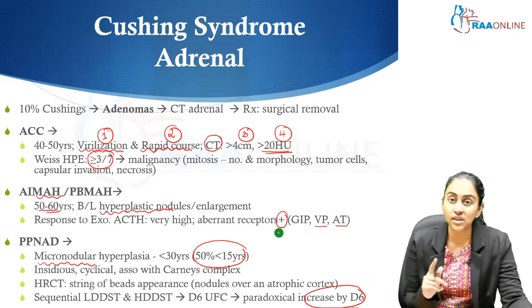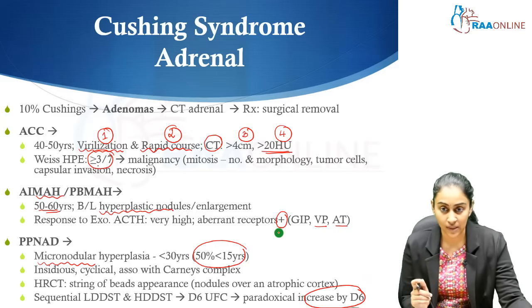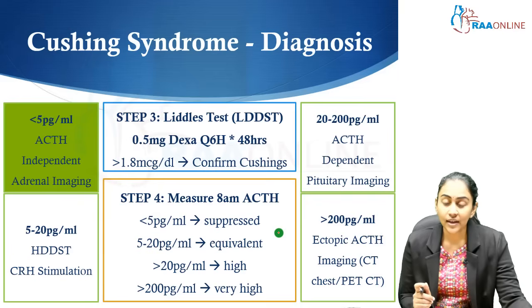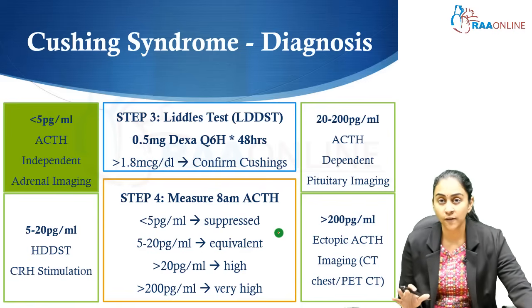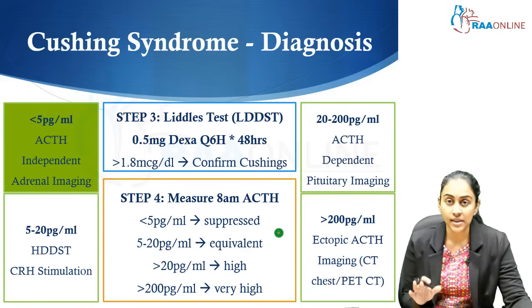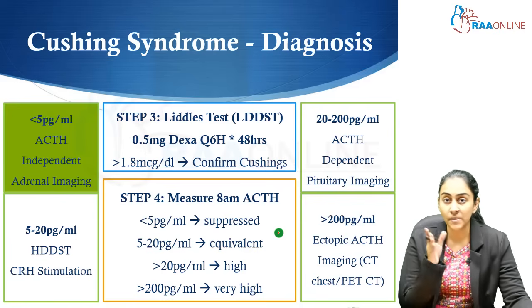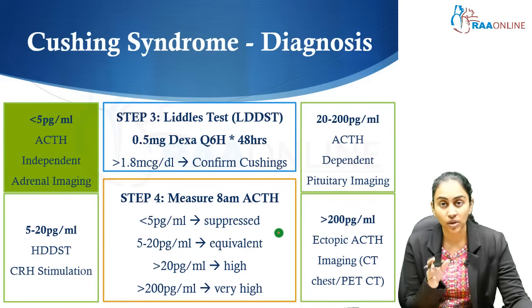If there is a paradoxical doubling, then likely to be PPNAD. So let's move on. We've discussed the ACTH independent causes of Cushing syndrome. When ACTH is suppressed, the cutoff is 5 picogram per ml. It is ACTH independent Cushing's. The problem is in the adrenal. These patients are going to require adrenal imaging.